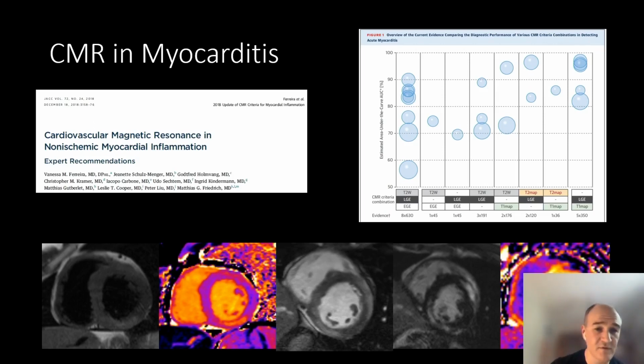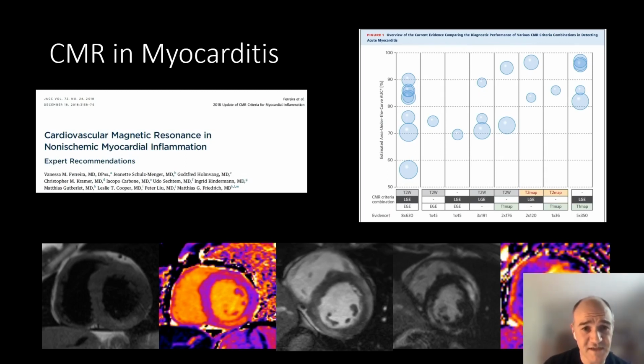And what you can see here, we've got a variety of different sequences that we can use. We've got T2 weighted black blood imaging, we've got parametric maps, we've got early gadolinium enhancement, we've got late gadolinium enhancement, and we've also got extracellular volume assessment. And what this grid here shows us is all of those different techniques. They've identified those research trials that have used these techniques for evaluating myocardial edema and inflammation.